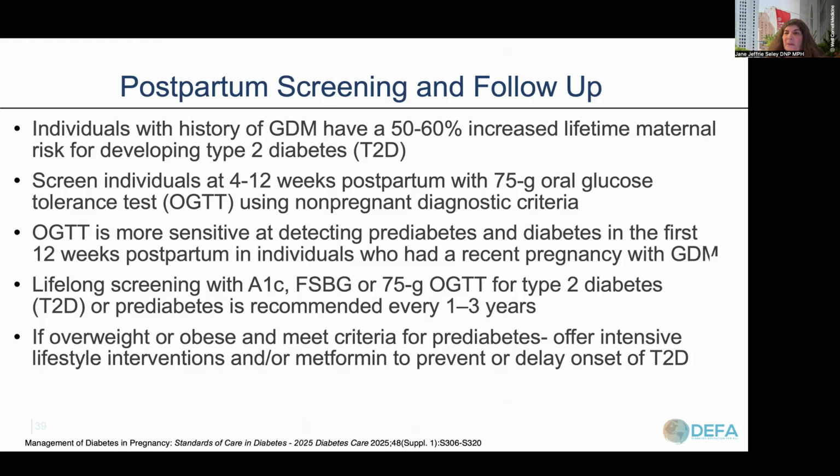And it's recommended depending on how high risk this person is and whether they are able to lose weight, be physically active, eat healthy or not. You want to monitor them every 1 to 3 years. If they are overweight or obese and meet the criteria for prediabetes in these tests, you want to offer them intensive lifestyle interventions, and you could also include metformin to prevent or delay the onset of type 2 diabetes because they're at high risk for that happening, so you want to do something.